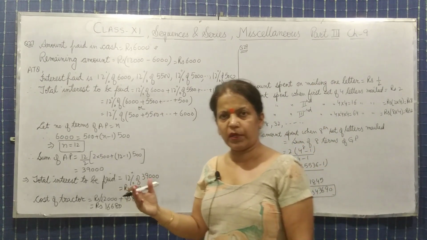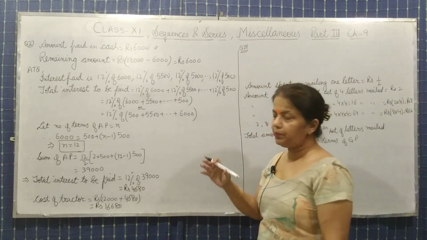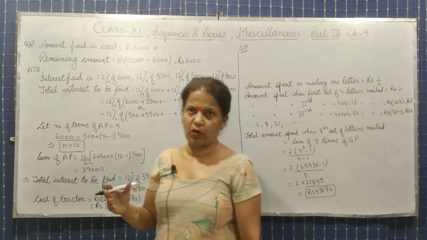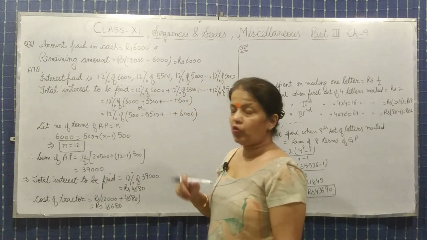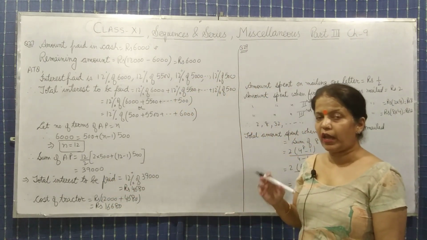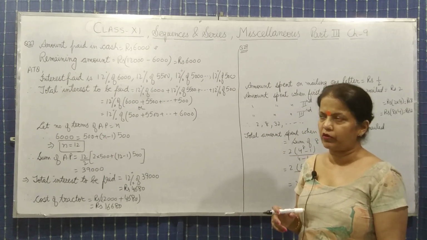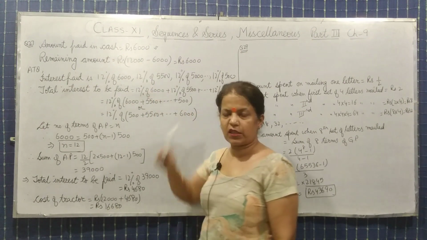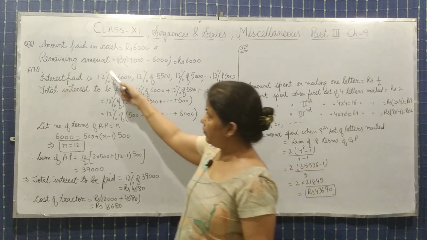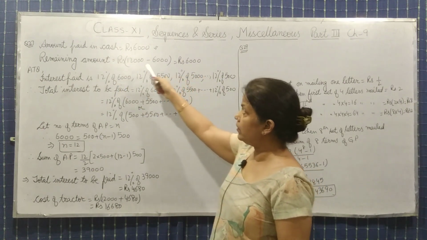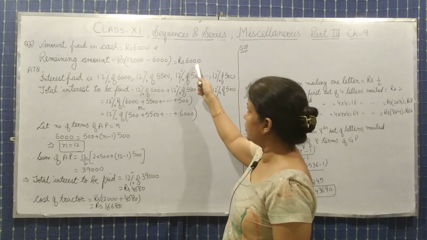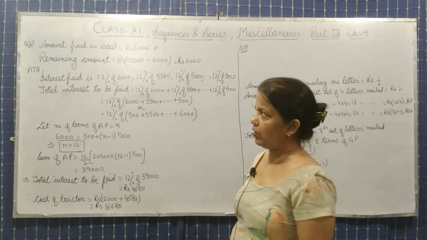500 rupees installment plus 12% interest he is giving on the remaining amount. Now the question is, how much amount he has to pay for the tractor? The amount paid in cash is 6,000, and the cost of the tractor is 12,000. So 12,000 minus 6,000, that is 6,000.